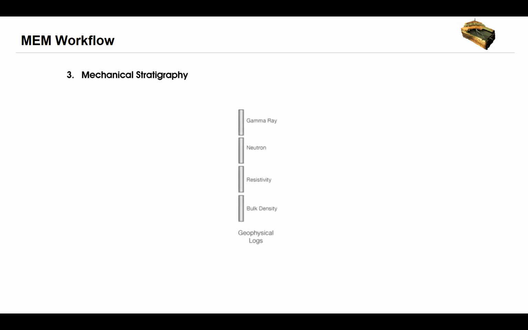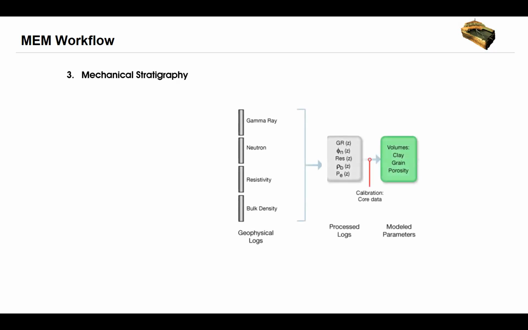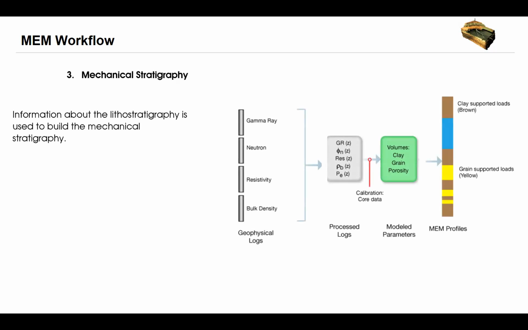The third one is mechanical stratigraphy. The construction of mechanical stratigraphy from geophysical logs is illustrated in this figure. First of all, we have the geophysical logs, which are gamma ray, neutron, resistivity, and bulk density. These logs are then processed to get coherent processed logs. After that, the core data are used to calibrate those logs. The information about the lithostratigraphy is used to build the mechanical stratigraphy.